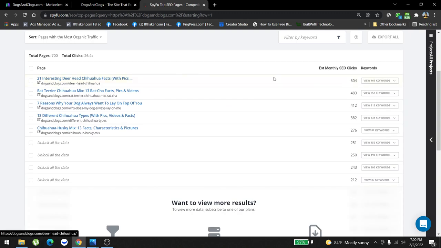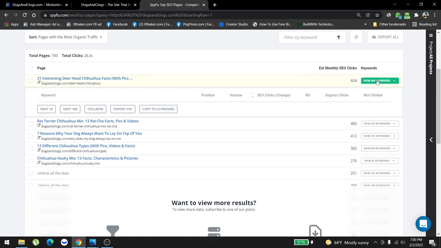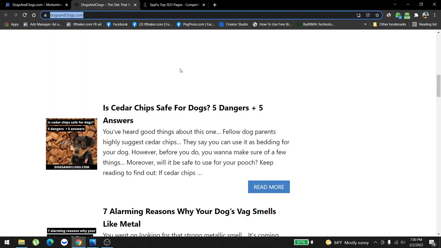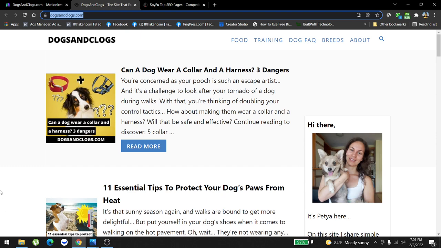There you go. 21 interesting deer chihuahua facts with pictures. So we can also check which keywords they're ranking. All right. Amazing. So what we learned from this website is that they have an informational based blogging system, and they're running a Mediavine, which is AdSense ads. And then they're also monetizing their website with Amazon affiliate. So, and they have a really good editorial team who understand SEO and how to write proper articles.